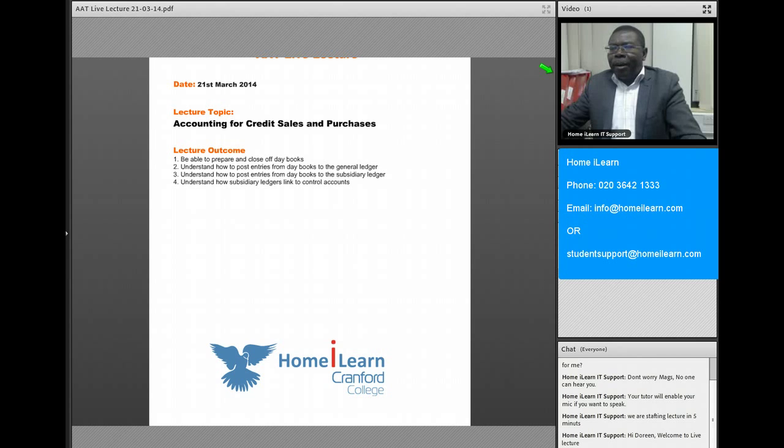Our aim today is fourfold: to be able to prepare and close up day books, to understand how to post entries from day books to the general ledger, to understand how to post entries from day books to the subsidiary ledger, and finally, to understand how subsidiary ledgers are linked to control accounts.